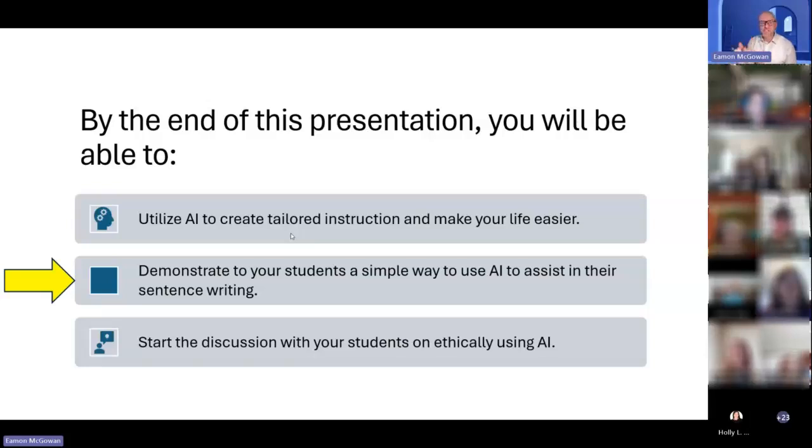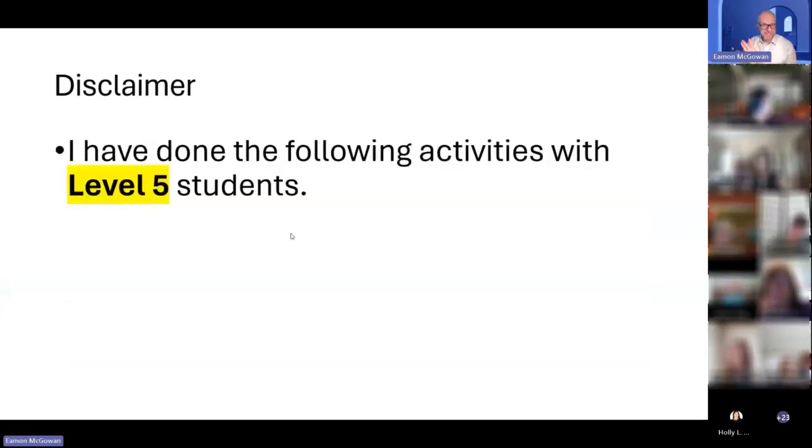I do want to show you one way that I have been having my students use AI, ChatGPT specifically. Disclaimer, this is with level 5 students, so we were able to have a conversation about ethics and how to use it ethically and honestly and the pros and the cons.